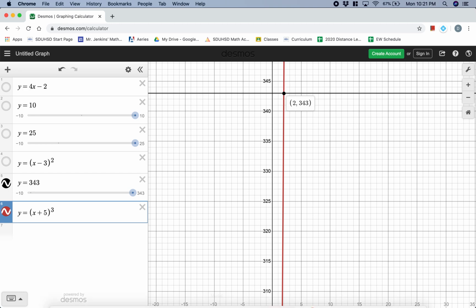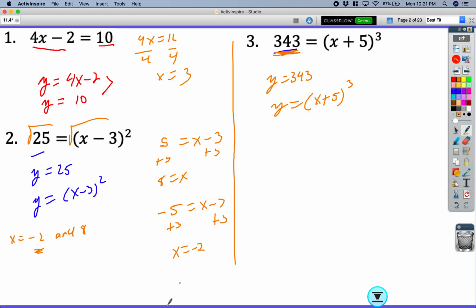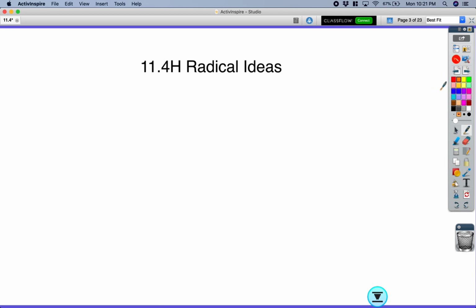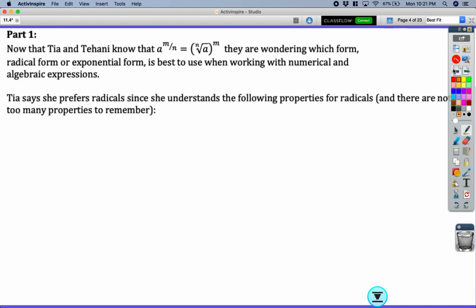Okay? All right, so that's just a fun little way of figuring out another solution, a way I've never seen before until this. But now what we're going to focus on is radicals: square roots, cube roots, and so on and so forth. So let's look at a few rules here. It says, now that Tia and Tahani know what a to the m over n equals, a to the nth root to the m power.